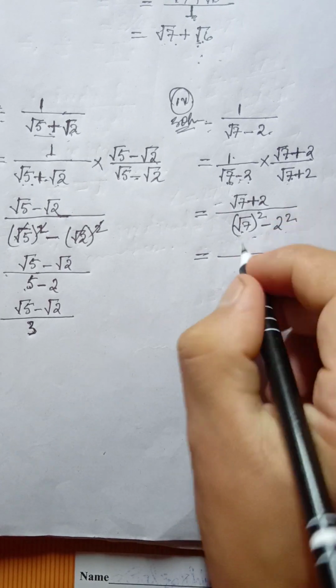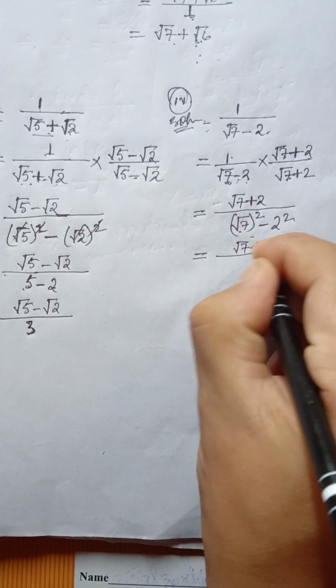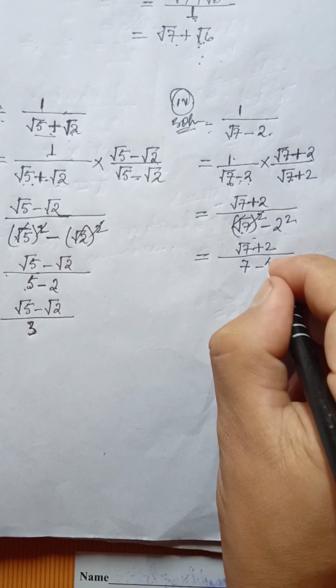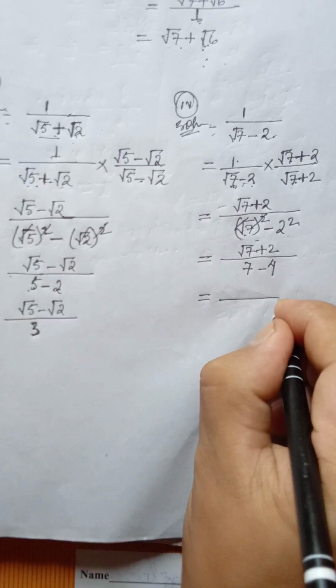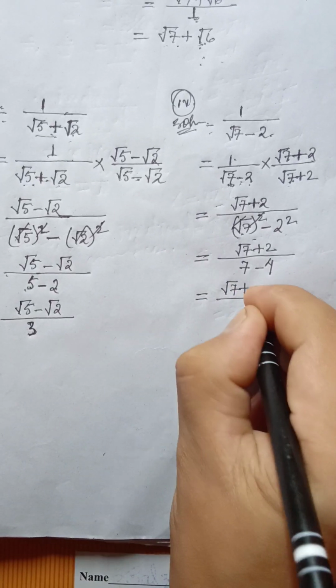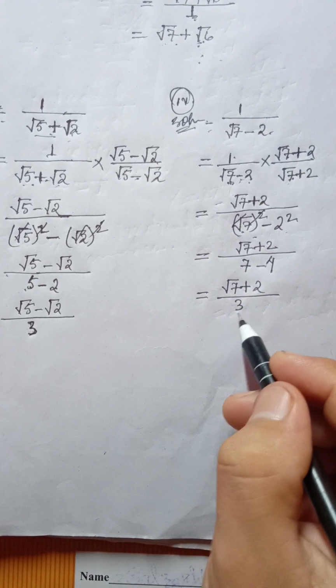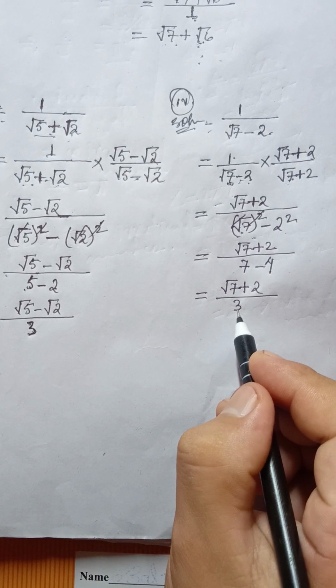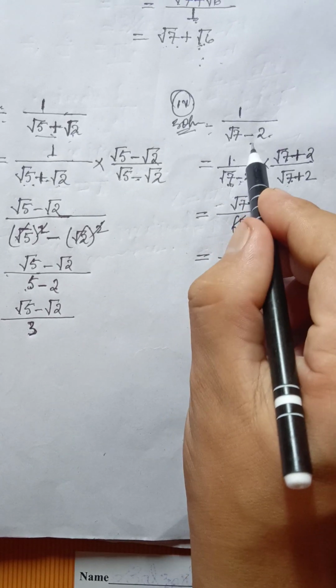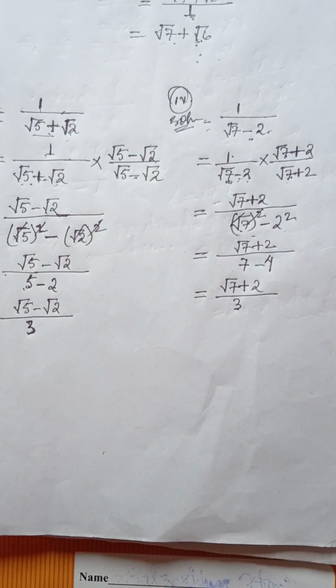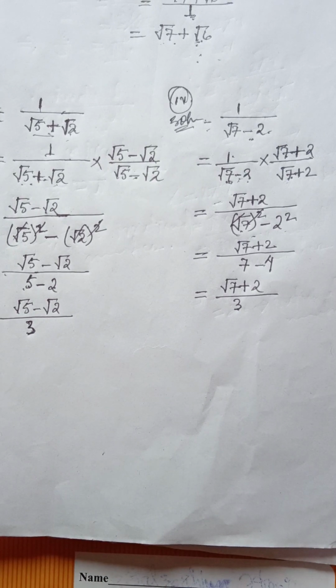Root 7 plus 2, square and root cancel, 7. 2 square will give you how much? 4. So 7 minus 4 will give you 3. Since 3 is a rational number that we got from this irrational number, that's what the question has asked us to do. Let us move to the next problem, that is Roman number 5.